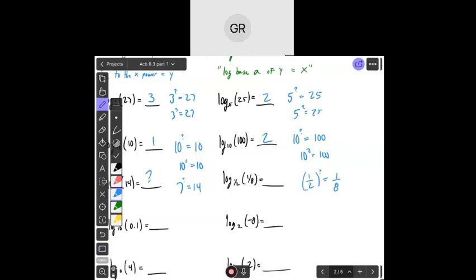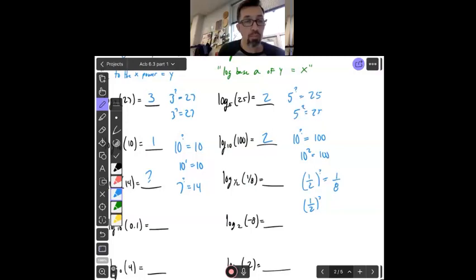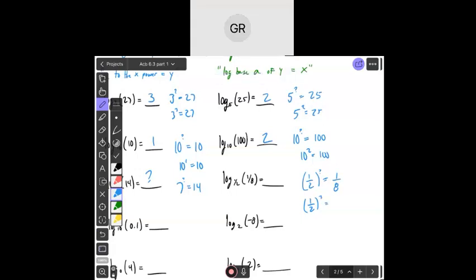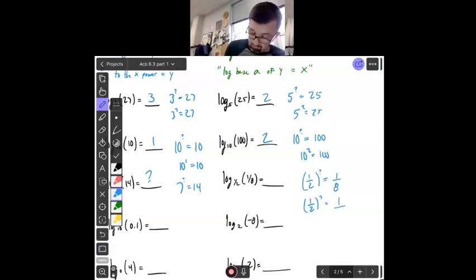Would it be 3? Why is it 3, Grant? Because it's 1/2 to the third power. Well, that's what I put into my calculator, at least. Well, what's 1 to the third power? 1. Okay, let's do the third power of 2. That's 8. So 1 to the third power over 2 to the third power is 1/8. So log base 1/2 of 1/8 is 3. Thank you, Grant.